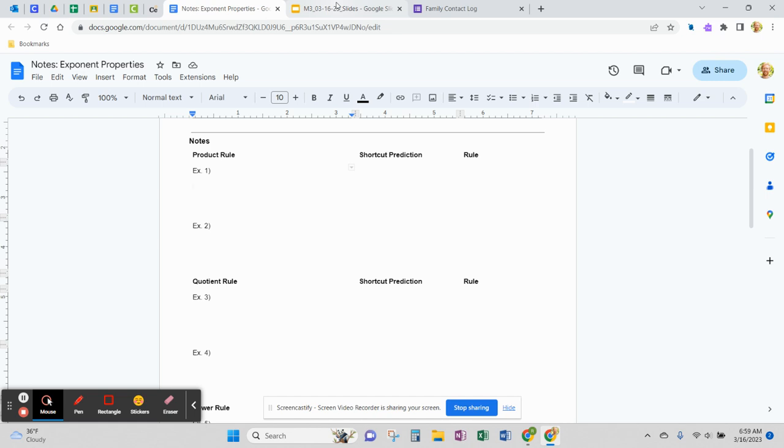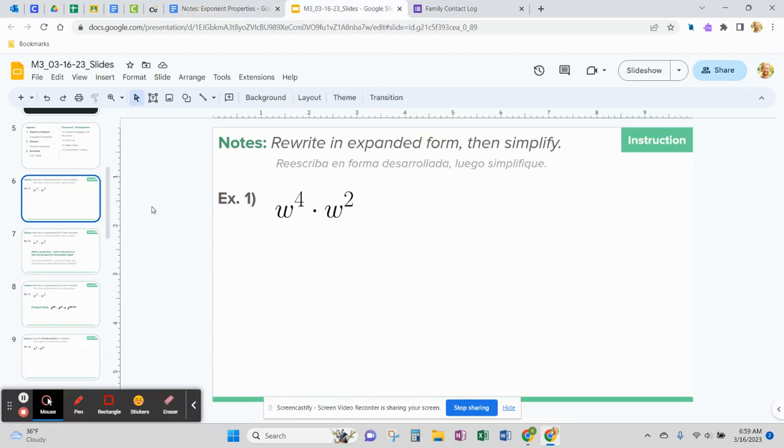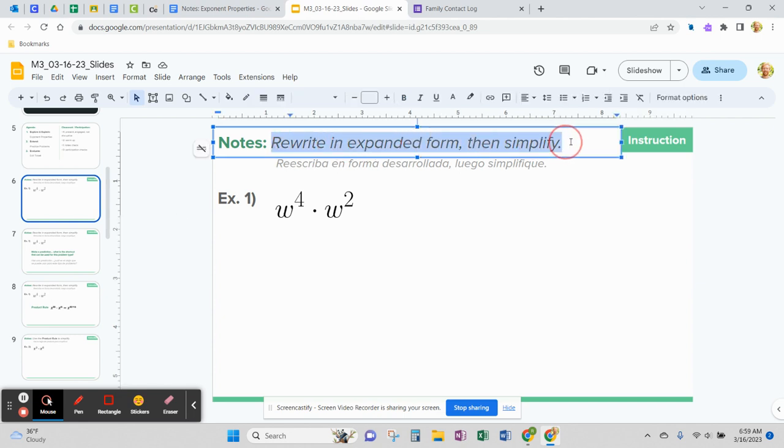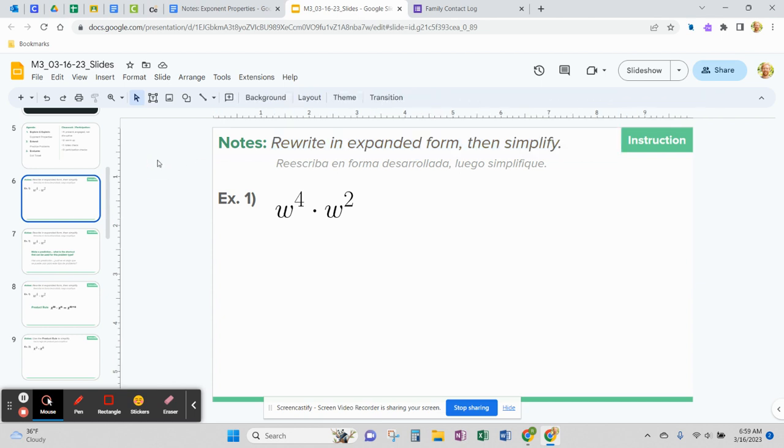So if we go to our slide deck here, we have example 1 right here, which we're going to work through the same steps as we did yesterday: rewrite in expanded form, and then simplify. So go ahead and pause your screen, try this on your own. When you're done, unpause and check my work.